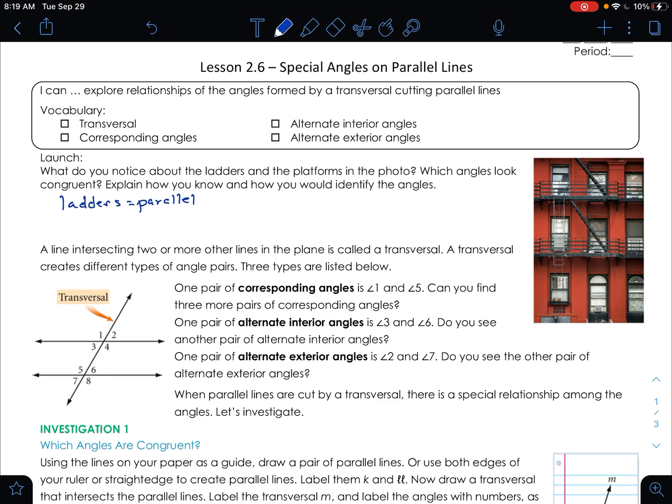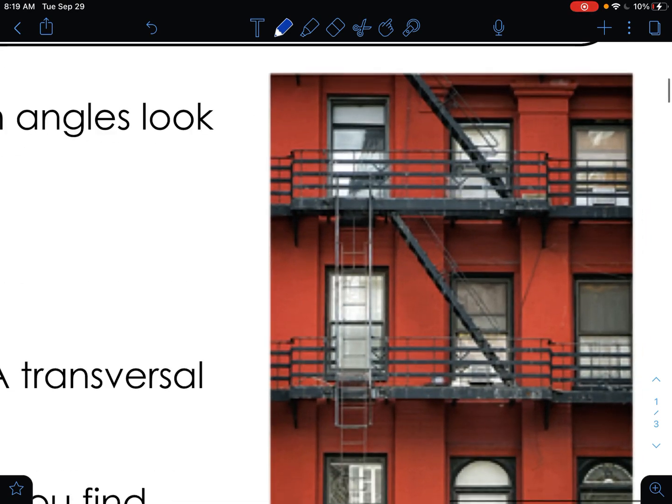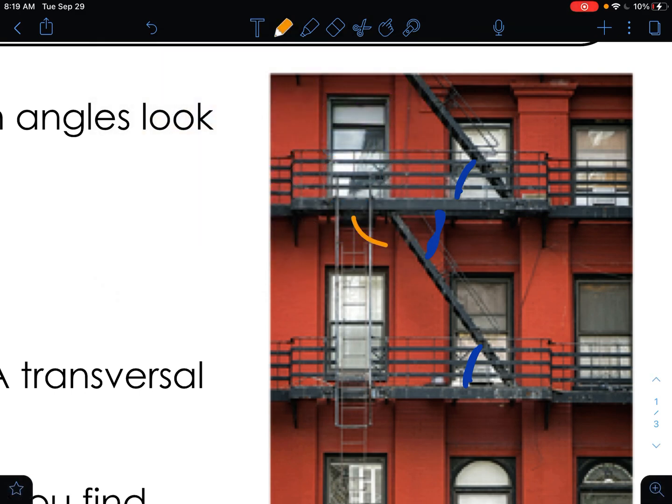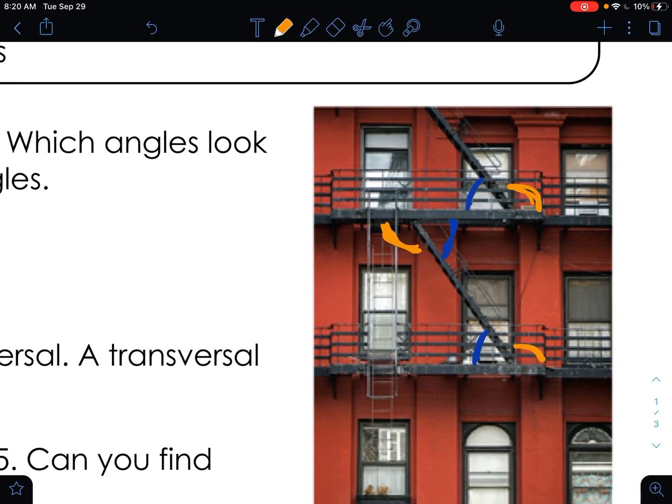It appears that you have some congruent angles. Maybe I'm going to highlight on the picture like this angle right here and this angle right here look like they might be congruent. Maybe this angle looks like it might be congruent to those two angles as well. Then you have some obtuse angles that look like they might be congruent here, here, here. Those angles look like they might be congruent.